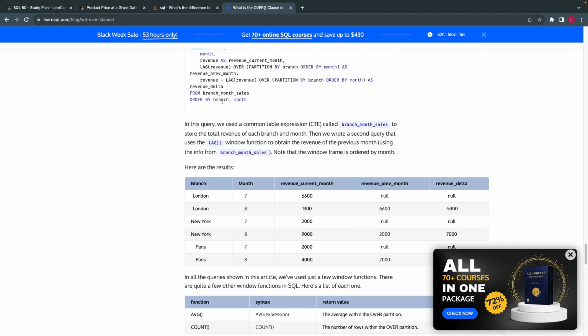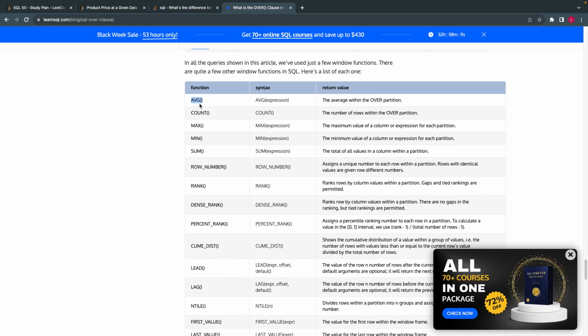The over clause is a window function. Instead of group by, you can use this function, and it gives more flexibility. Group by will just aggregate the data and give you the data, and then you have to join the aggregated data back to the main table. You can avoid that if you are using the over clause. However, again, it has its own pros and cons.